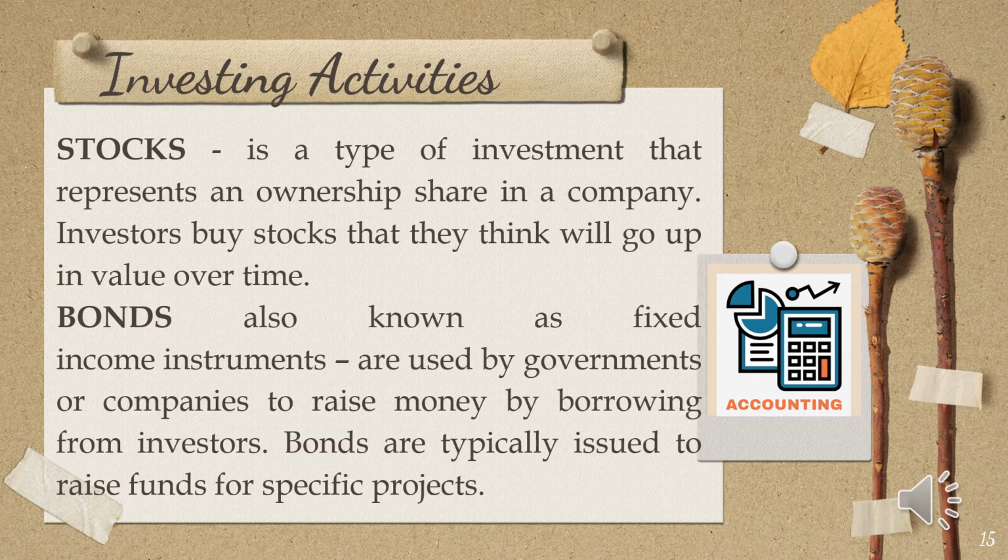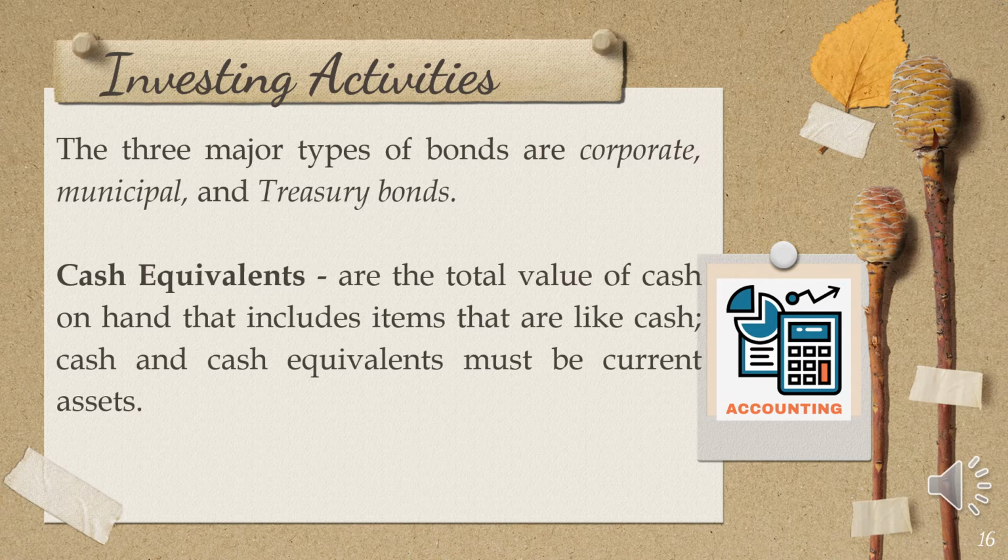Bonds, also known as fixed income instruments, are used by governments or companies to raise money by borrowing from investors. Bonds are typically issued to raise funds for specific projects. The three major types of bonds are corporate, municipal, and treasury bonds.